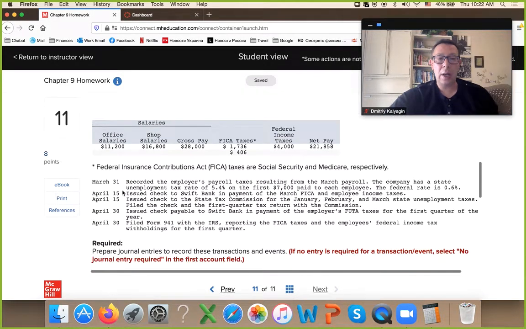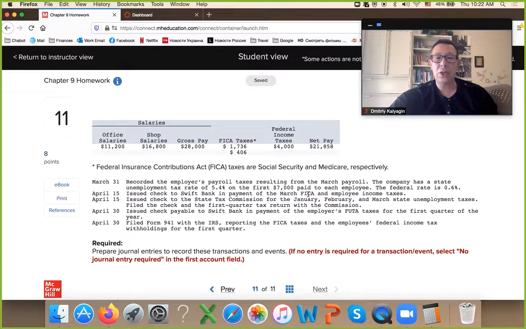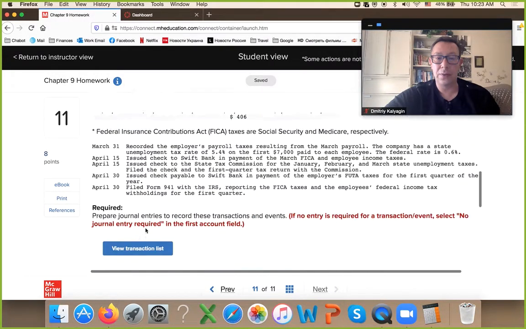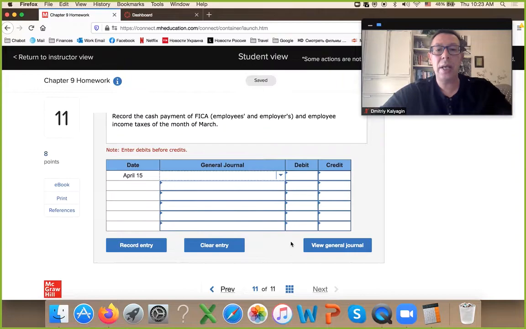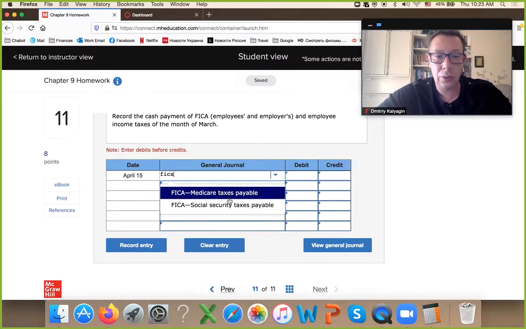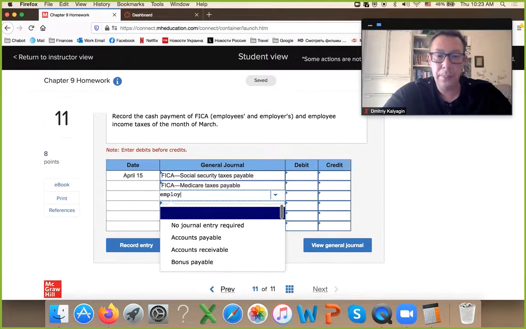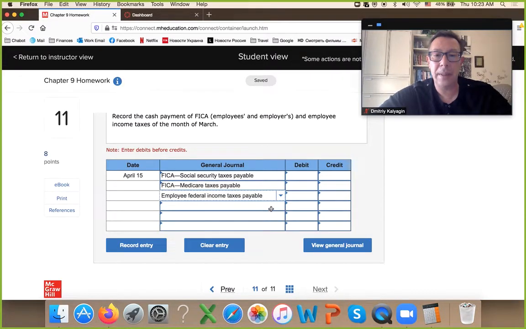So we have to now record April 15th. We issued check in the payment of March FICA and employee income taxes. So we're going to make a deposit again. So this transaction on April 15th has the same accounts as our first transaction on March 15th, okay? So we're making payment to the IRS of FICA Social Security, FICA Medicare, and employee federal income tax payable. We're paying it with cash, and we're paying it for March.